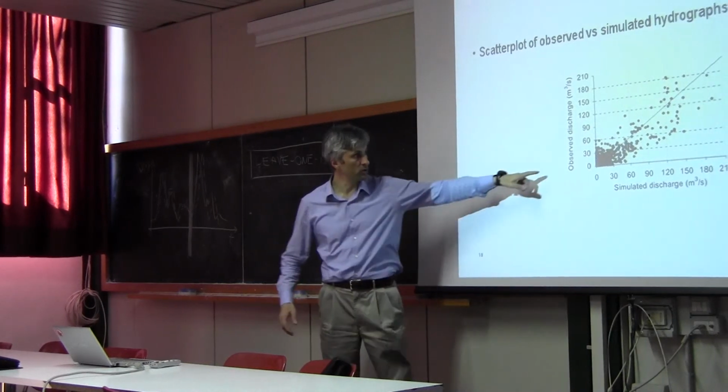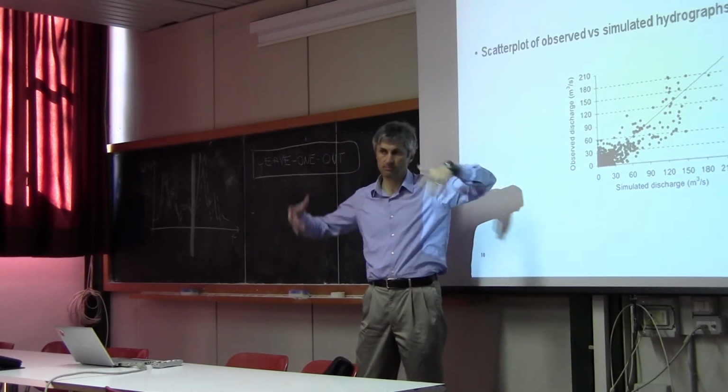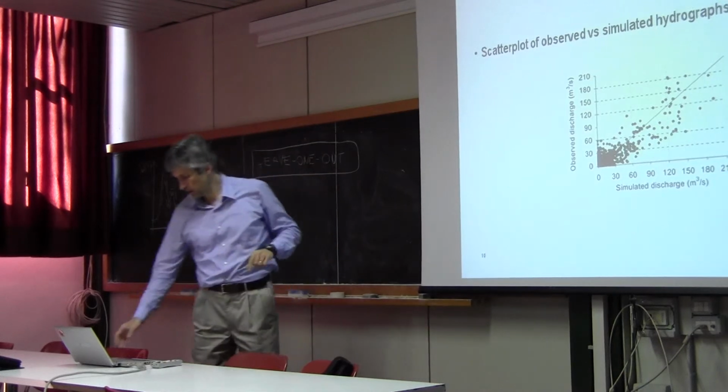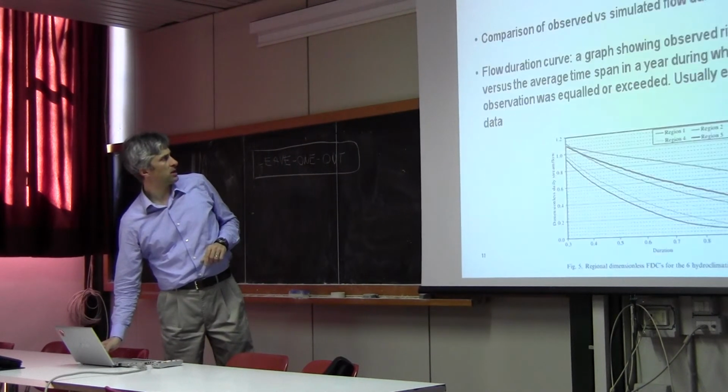30 for low flows. In percentage terms, this is 10 times. I think this is, yeah.